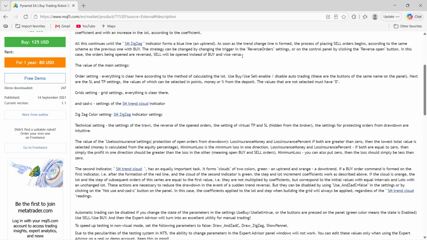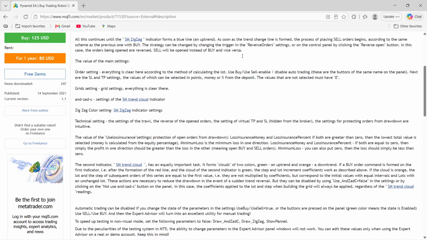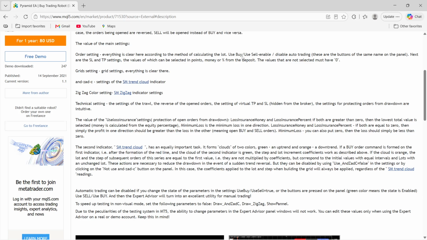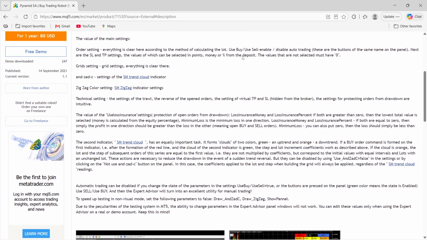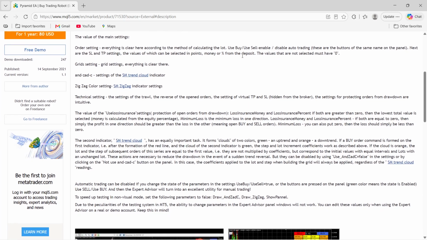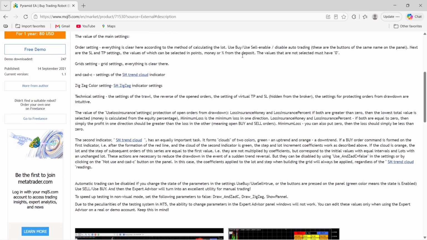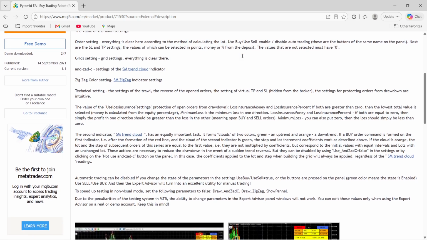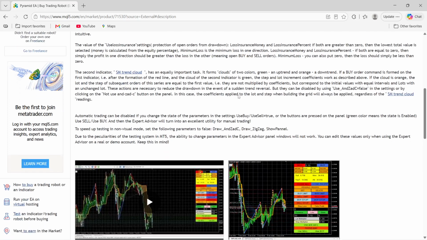They emphasize risk management tools like stop losses and take profits in points, money, or percentage of deposits. There are virtual stops, trailing stops, and something called drawdown insurance that tries to balance baskets, or limits losses. It can even work as a semi-manual tool if you disable auto buy or sell.